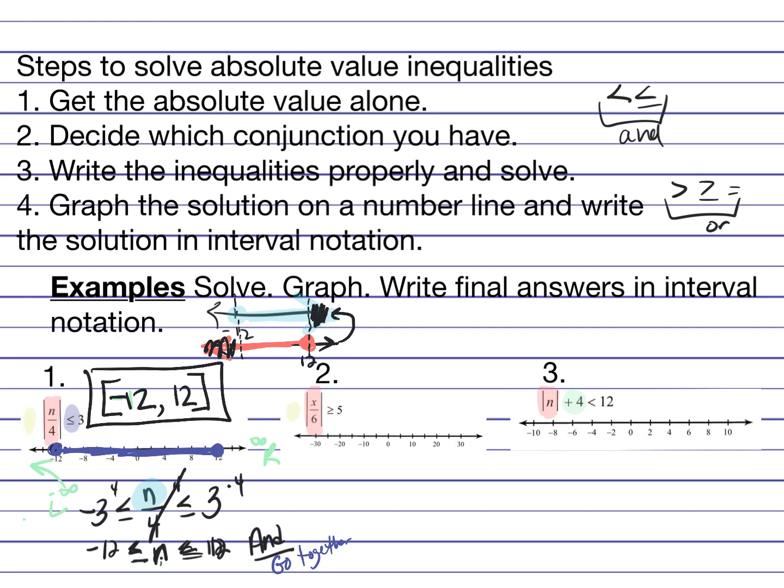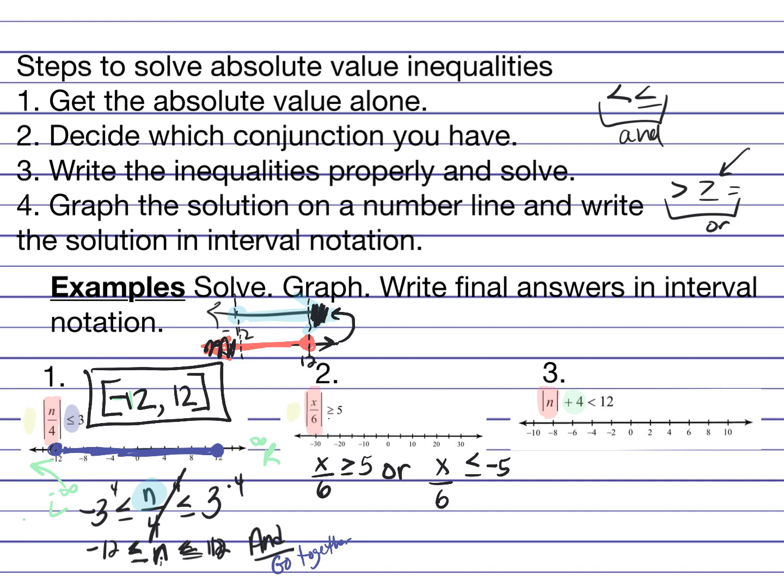Okay, now let's look at number 2. The absolute value of x divided by 6 is greater than or equal to 5. So I have absolute value with a greater than or equal to, that would fall here. So this is or. You do write down the word or. And you take what's in the absolute value out. Use the symbol greater than or equal to positive 5. Take what's in the absolute value out. You're going to put negative 5. And remember, when you multiply or divide by a negative, you flip the inequality symbol over.